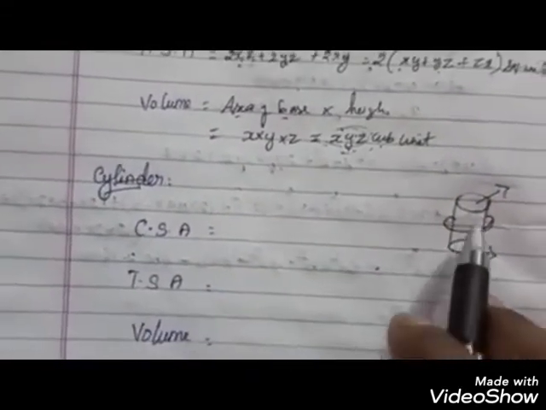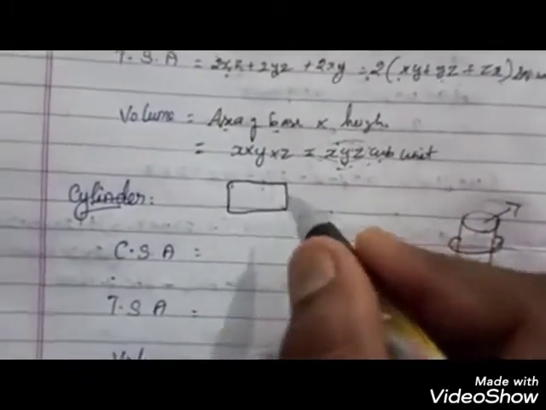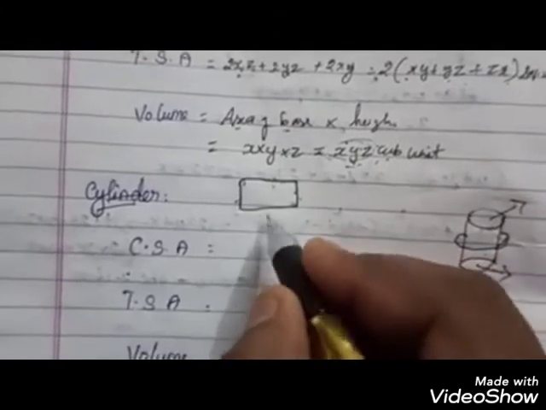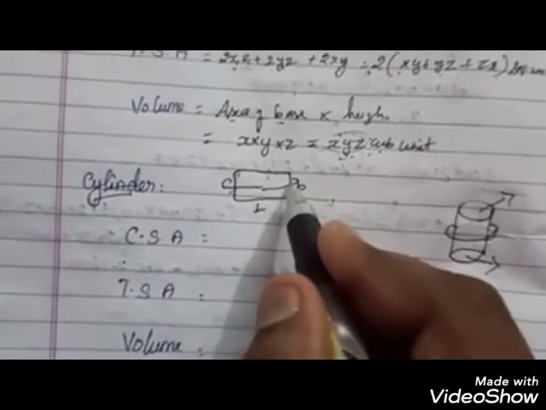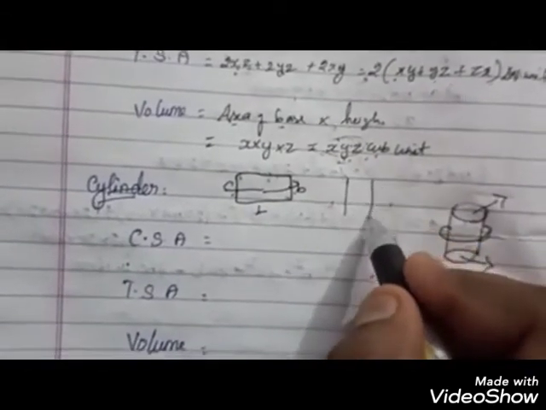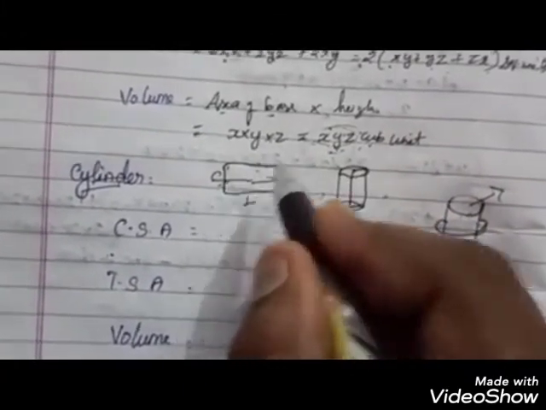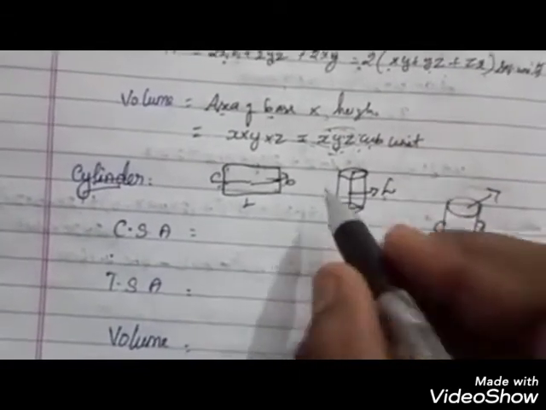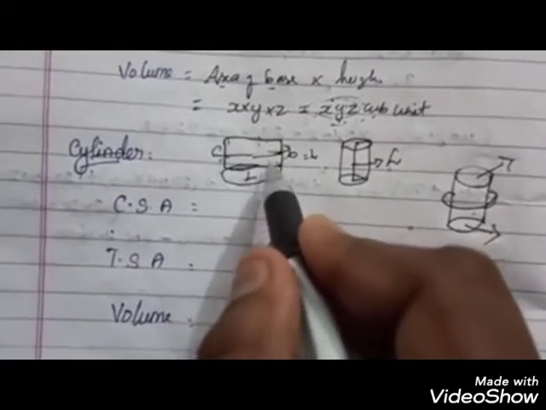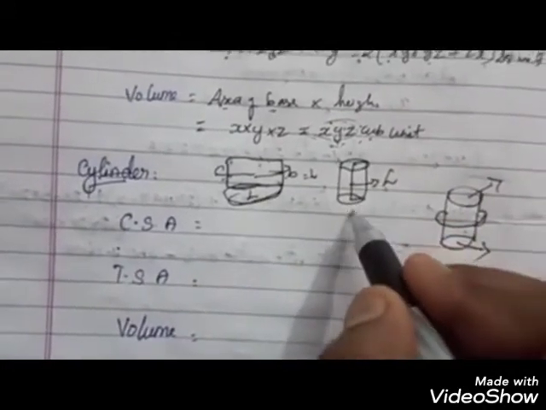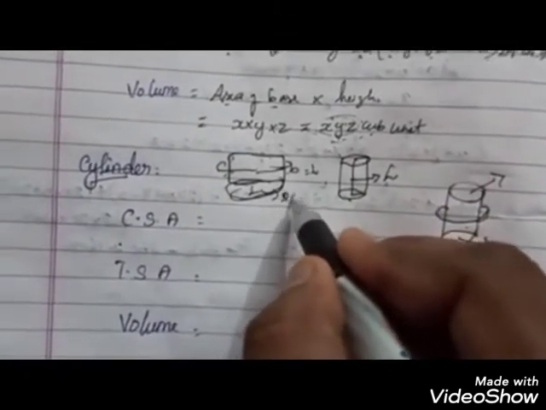It can be compared with a rectangle. If I fold this rectangle to join the breadth, this is length, this is breadth. If I join throughout the breadth, it can be rotated. That breadth becomes the height of the cylinder. So B is equal to h, and the length becomes the circular part of the cylinder, that means the circumference of a circle. The circumference of a circle is nothing but 2 pi r.